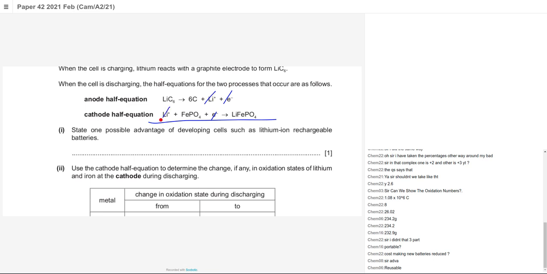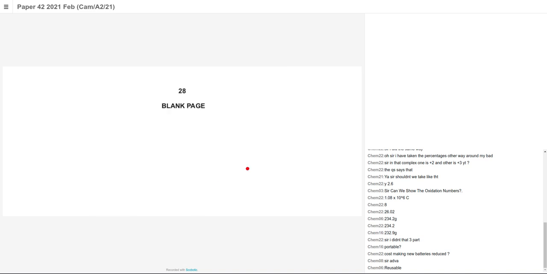You can cancel the lithium and then add Li(C6), FePO4, LiFePO4, and 6 carbon. This is the overall. Simply add the two equations. In case if the electrons are not equal, we need to multiply by a common figure to equalize the electrons.